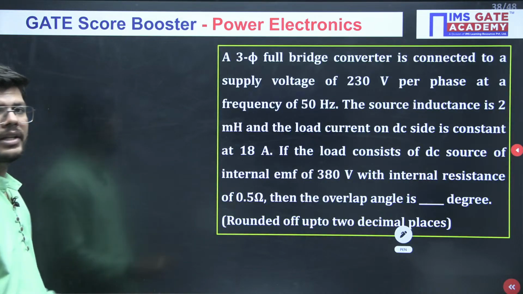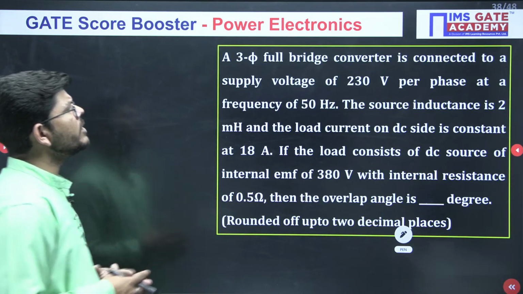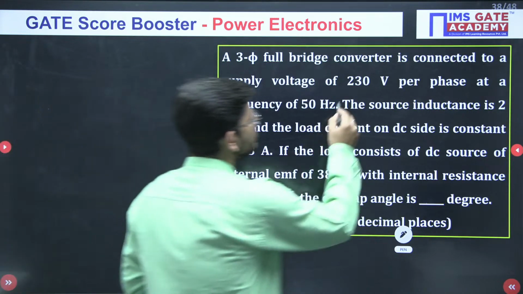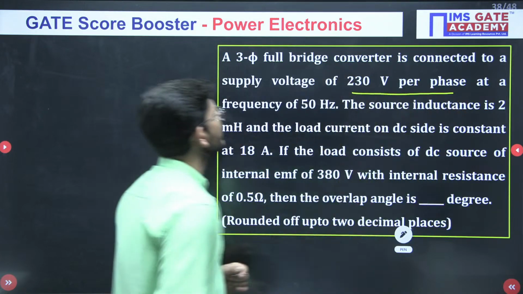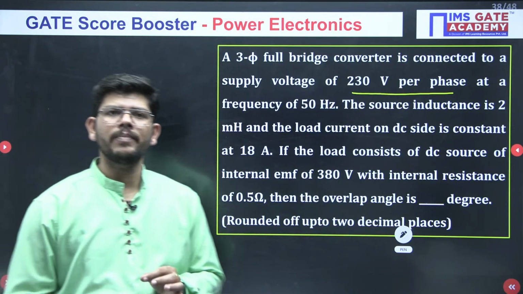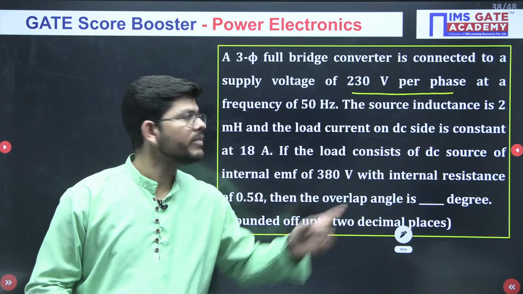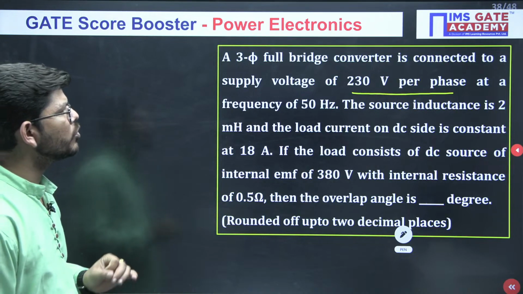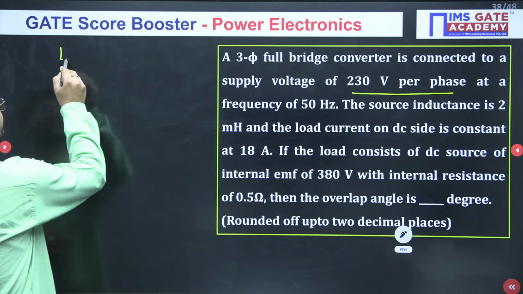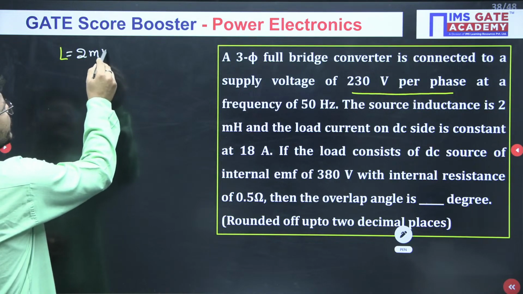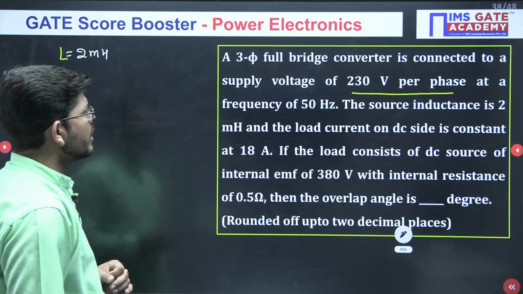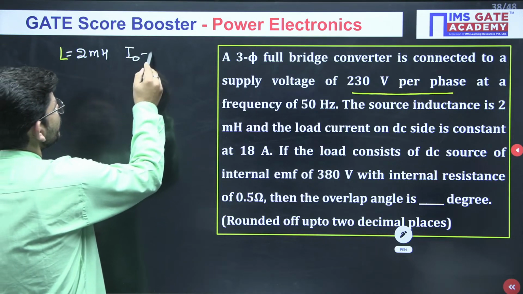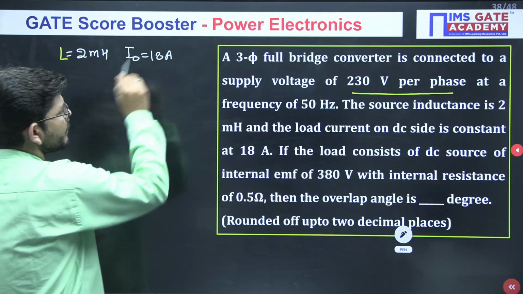Now let me have another question. A three-phase full bridge converter is connected to a supply voltage of 230 volt per phase. Do not forget this, per phase. Normally in three-phase, supply is given in terms of line quantities, but here they have given phase quantities. At a frequency of 50 hertz, the source inductance is 2 millihenry. L is 2 millihenry. And the load current at the DC side is constant at 18 ampere. Output current is constant at 18 ampere.